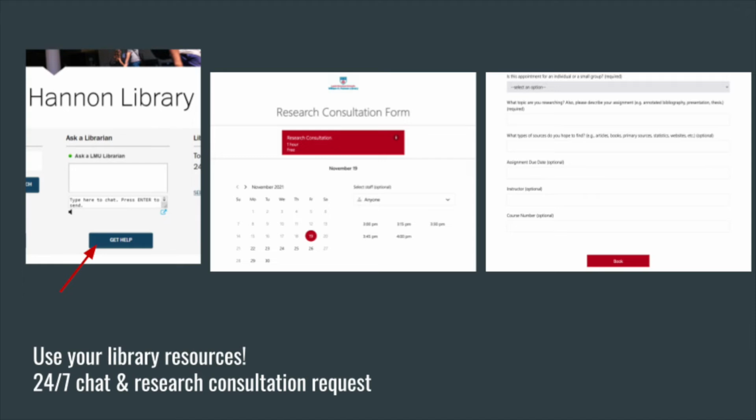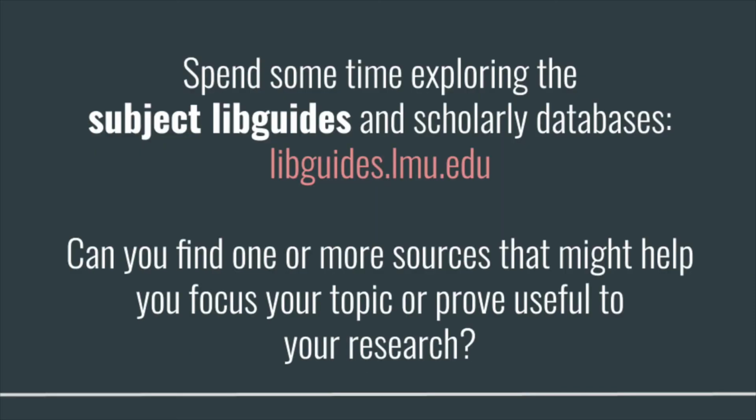On the front page of the Hannon Library website, there is the Ask a Librarian option where you can directly contact a librarian with any questions you may have on any topic you may be interested in. There's also the research consultation request form if you are looking to connect with a librarian that has expertise in a specific field. Perhaps you mostly need help finding scholarly databases about your specific discipline.